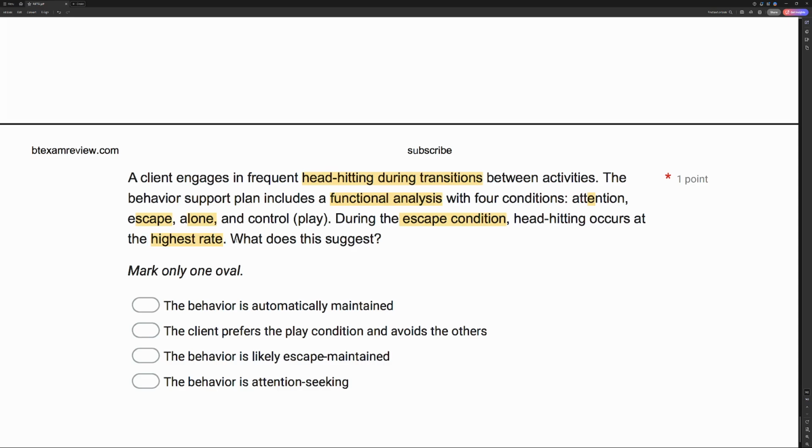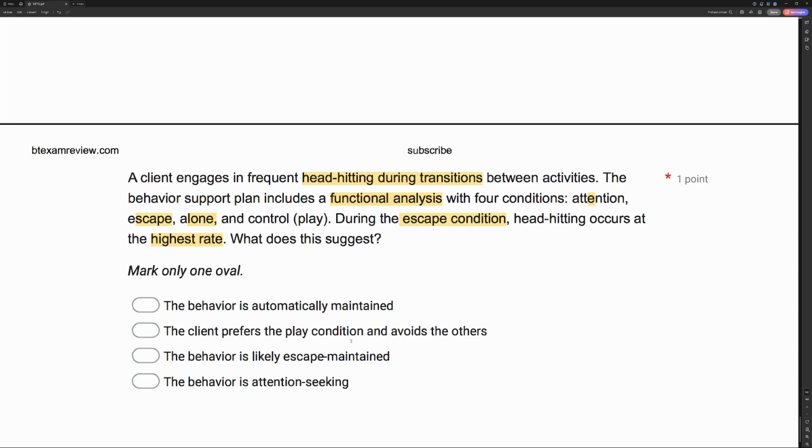A, the behavior is automatically maintained. Automatic would be much more closer to alone, right? Because automatic means it's not socially mediated. Escape is socially mediated. B, the client prefers the play condition and avoids the others. Well, that's not necessarily true since the behavior is happening in the escape condition. C, the behavior is likely escape maintained. Sure, the behavior is happening to escape. Escape is allowed. Behavior continues to happen. Whatever condition that behavior happens the most, we often will say in a functional analysis that is the function.